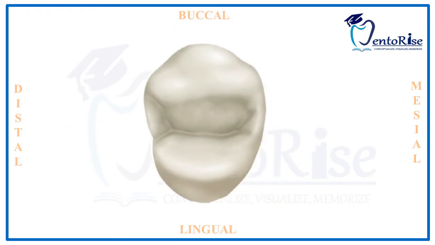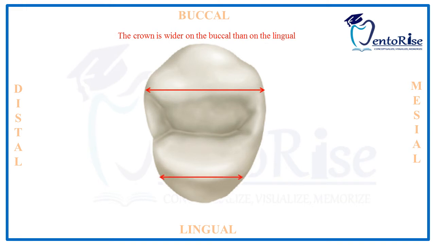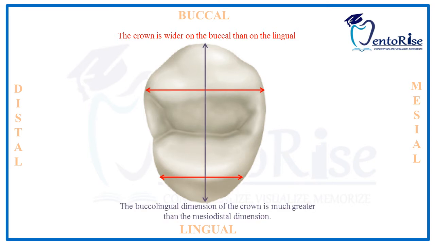If we talk about the second heading, that is the gross dimensions of the crown from this aspect, we would note that the crown is wider on the buccal side than that on the lingual side, marked in the figure with the help of red arrows. Also, the buccolingual dimension of the crown is much greater than the mesiodistal dimension, marked in the figure with the purple arrow. Please observe the figure very carefully.